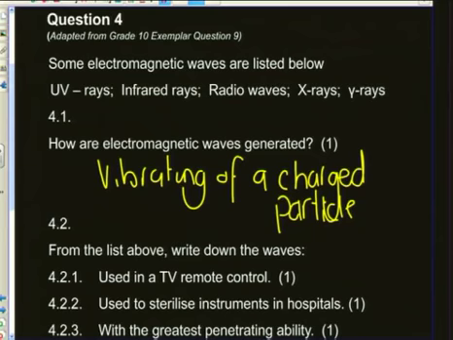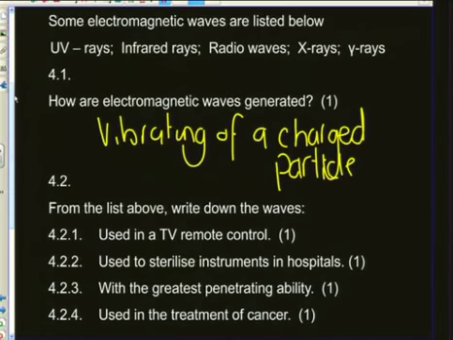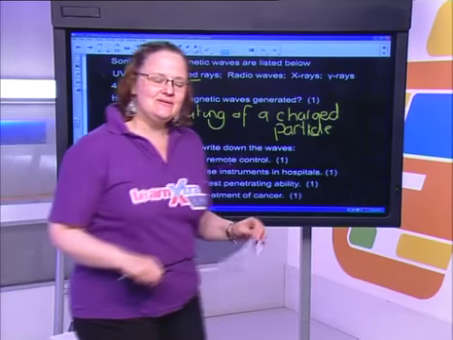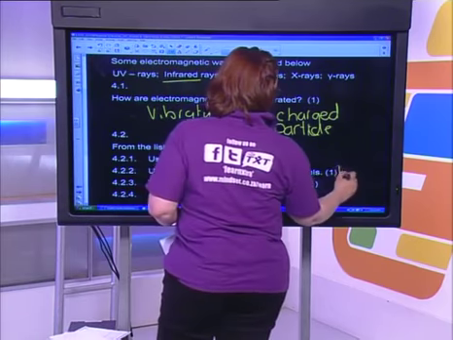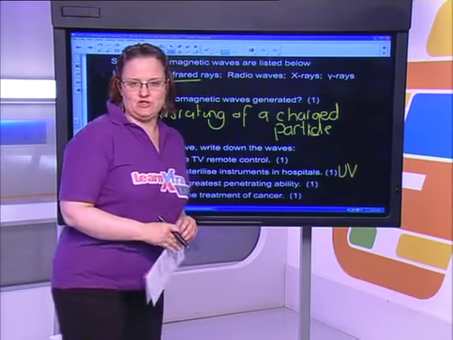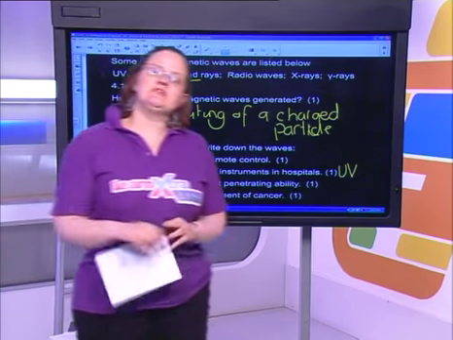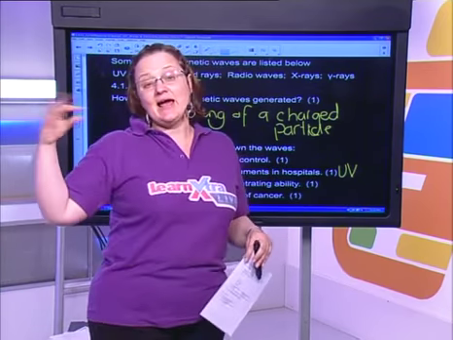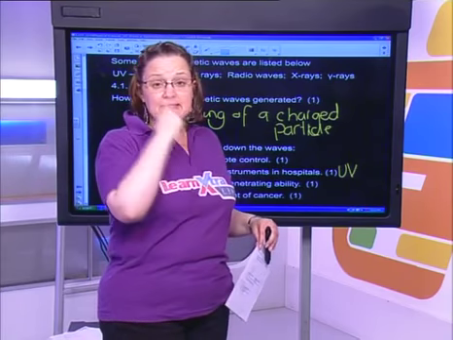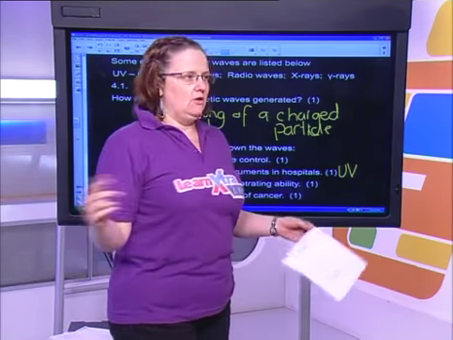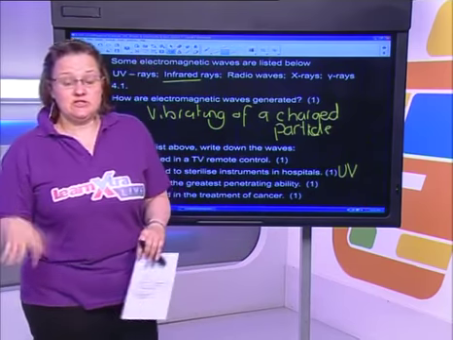And the first thing they want is used in a TV remote control. We all know how to use the TV remote, okay? But in the remote control, it's the infrared, okay? Nice and easy. Used to sterilize instruments in hospitals. This is a little unusual, but it's a very popular way now. It's UV radiation, okay? It's also one of the reasons why a lot of butchers have black light or ultraviolet lights over their meat. It's not to make the meat look better, okay? It's to kill the bacteria. It's to keep it sterilized.